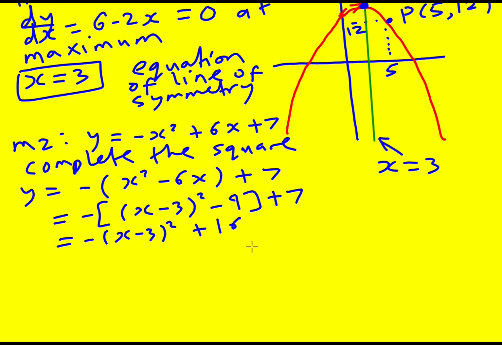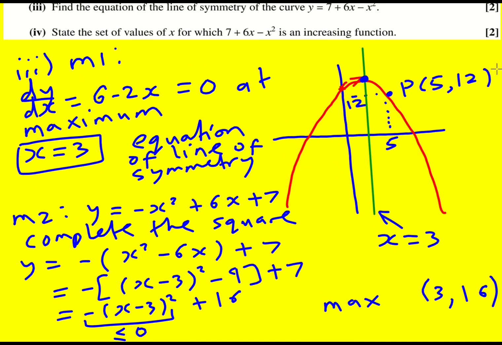And what that gives you is the maximum. The maximum is going to be 16 because this thing here is always less than or equal to 0, because that thing there that I'm squaring is always greater than or equal to 0. So it can't be any bigger than 16 because I'm always subtracting something essentially. But it can be 16, and that is when this thing would equal 0, which is when x is equal to 3. So that is another way of getting the maximum instead of differentiating.